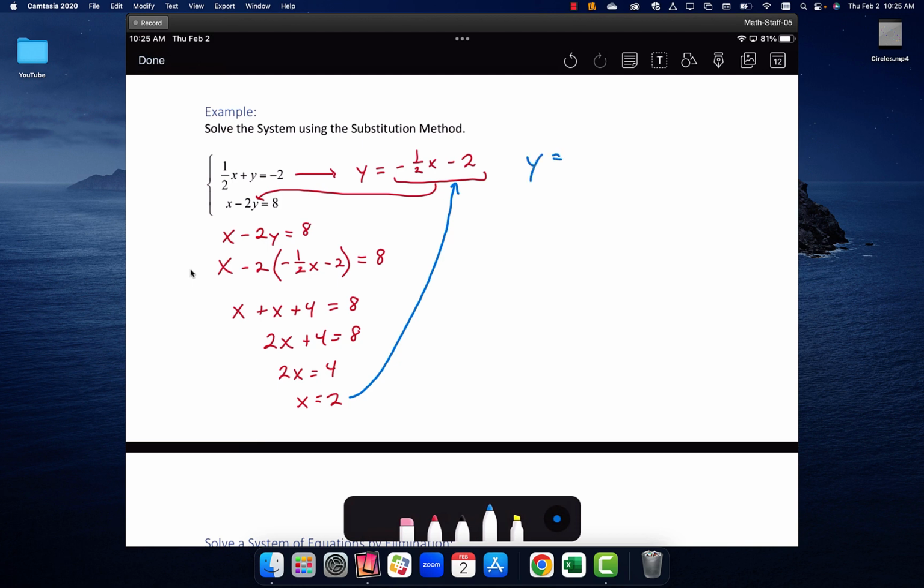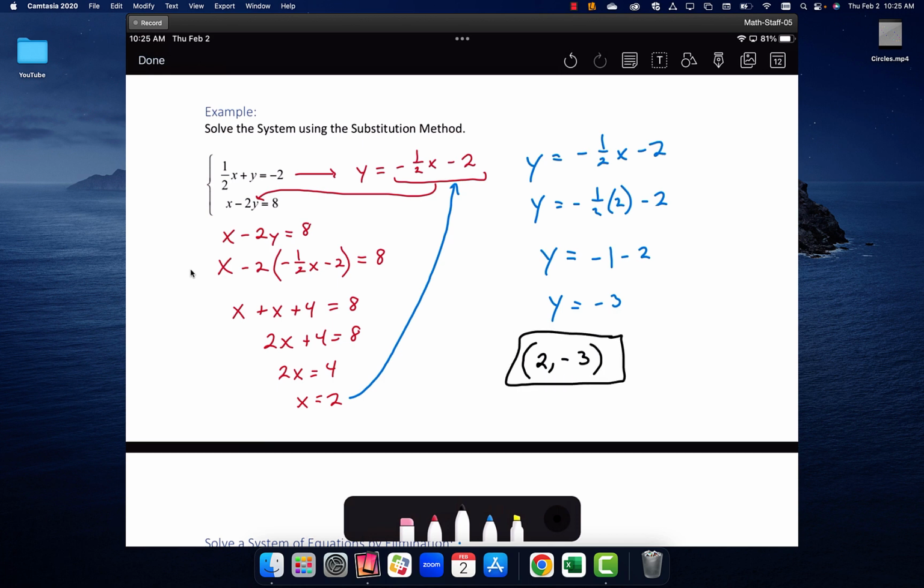We know that y is equal to negative 1/2 x minus 2. So replace that x now. y is equal to negative 1/2 times 2 minus 2. y is equal to negative 1 minus 2. That means y must be negative 3. So we have our values for x and y. Let's write them as a coordinate. Remember that the answer is where those two lines intersect. They intersect at the point (2, negative 3).